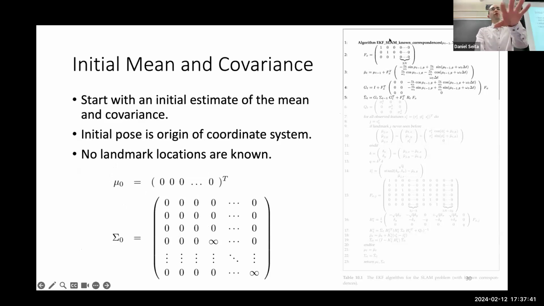So we're going to go through a relatively quick derivation where we do assume that there are known correspondences. I'm not sure how clear it is to see, but the input includes the C, right? The C is the correspondence variable. We assume that they're known, so if we look at a landmark, we know what it is. And again, it's a recursive algorithm. You have the mean, the covariance, the U, and then the Z, the measurement.